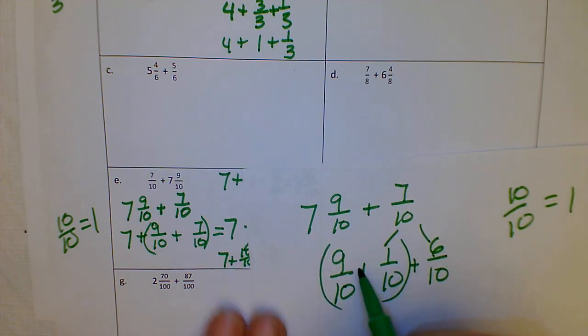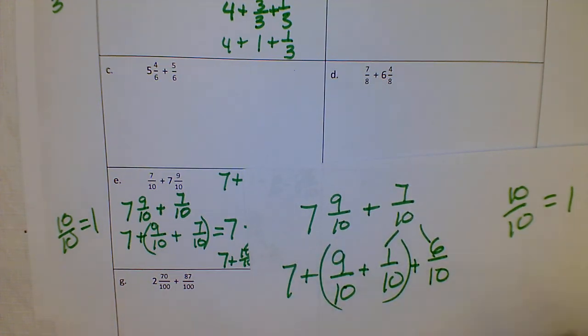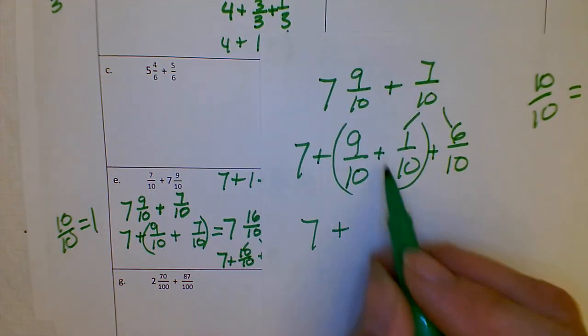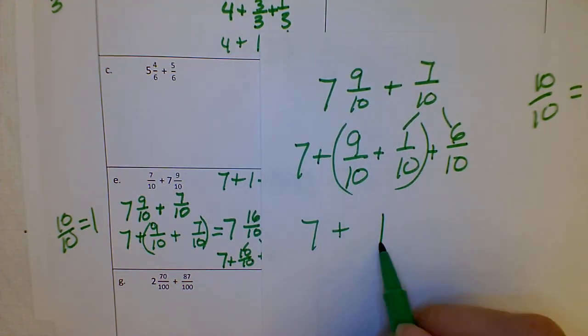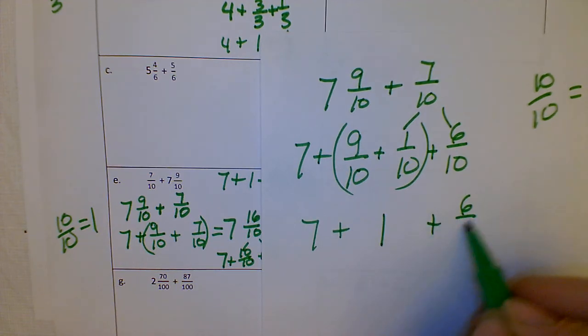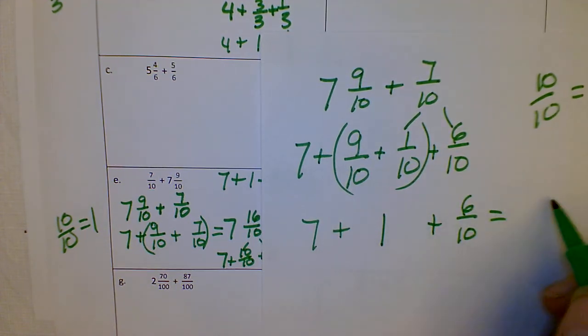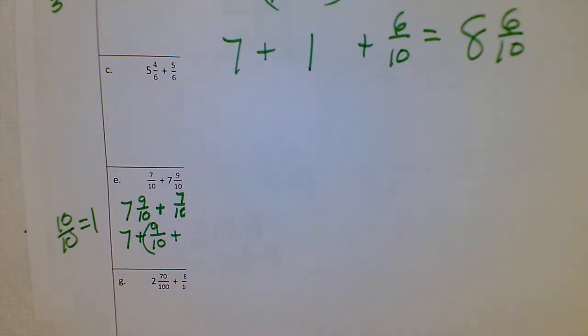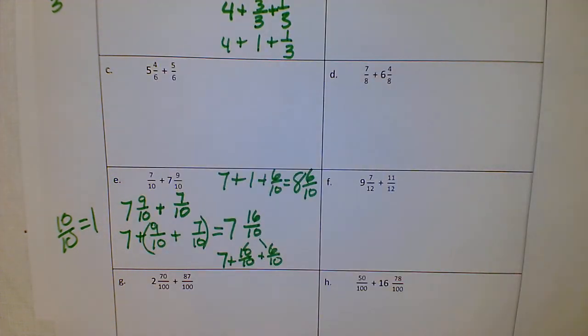And let's just go ahead and put all our addition symbols in there and bring down our 7. So again, we would have 7. Now this becomes 10/10, which is one whole, plus 6/10, and we end up with 8 and 6/10 again. And again, you could have done a number line if you wanted to. So whichever way you're comfortable with is the way I want you to do these.